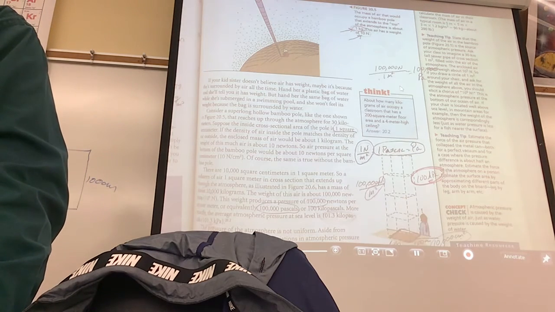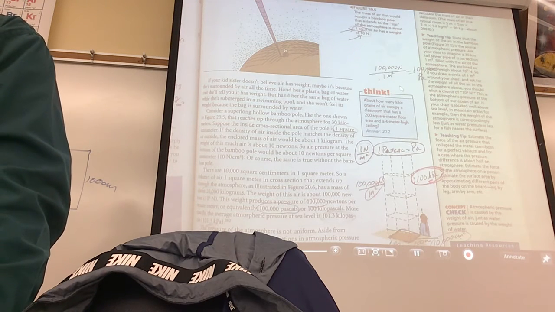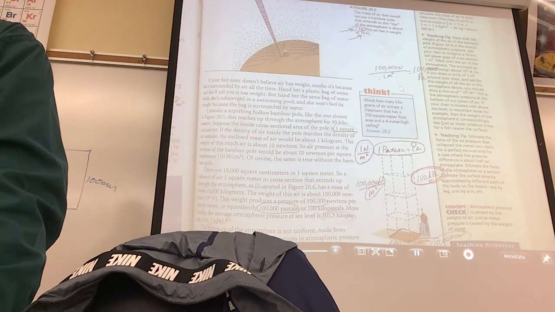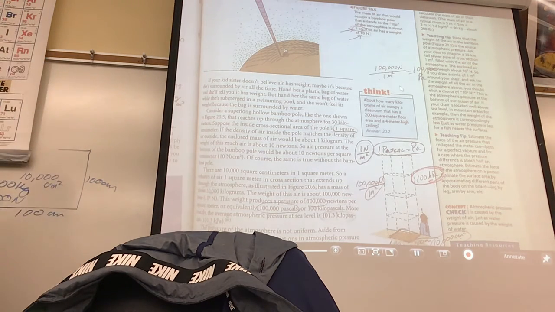This word called a Pascal, you read about it last chapter, right? They defined a Pascal as 1 Newton of force per square meter. I have a lot more than that sitting on top of that table. So I have 100,000 newtons sitting on a square meter, right? So what is the air pressure on top of that table? Let's see, 1 Newton per square meter is a Pascal. I have 100,000 newtons. It's 100,000 pascals.